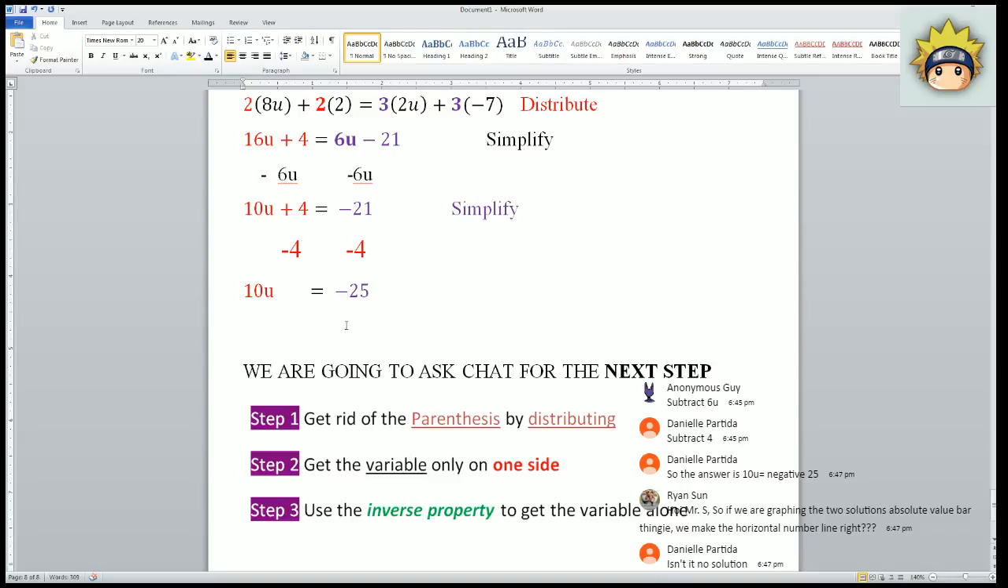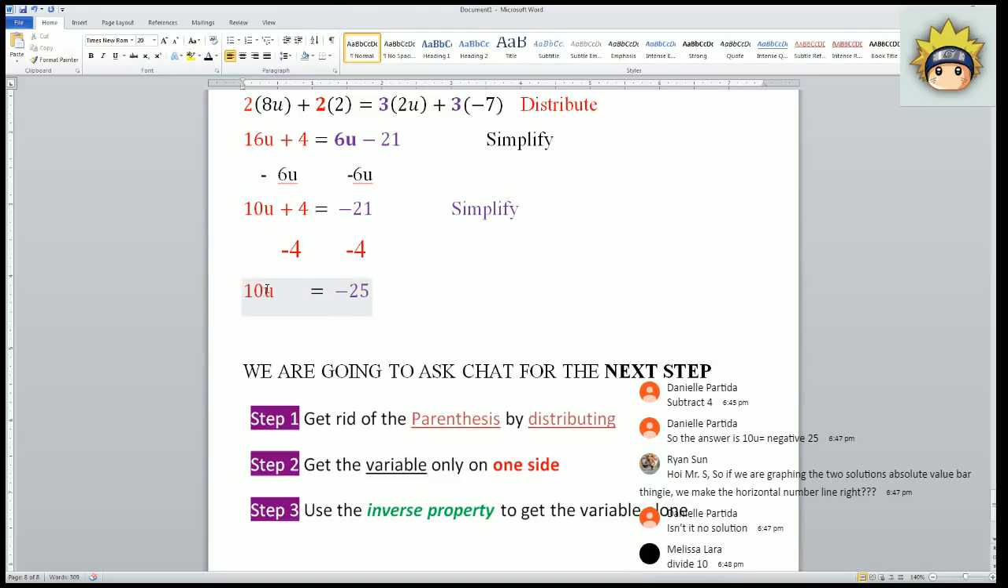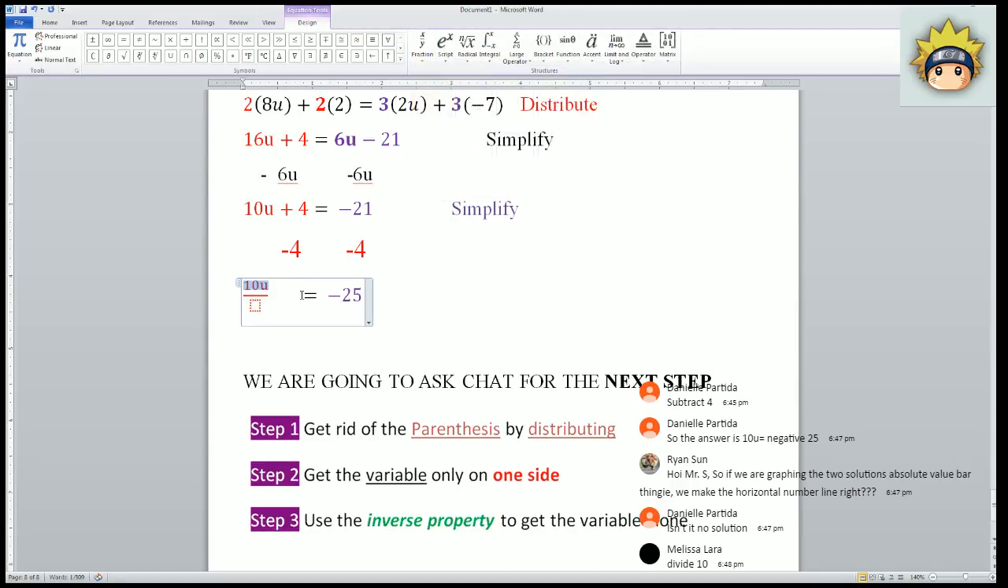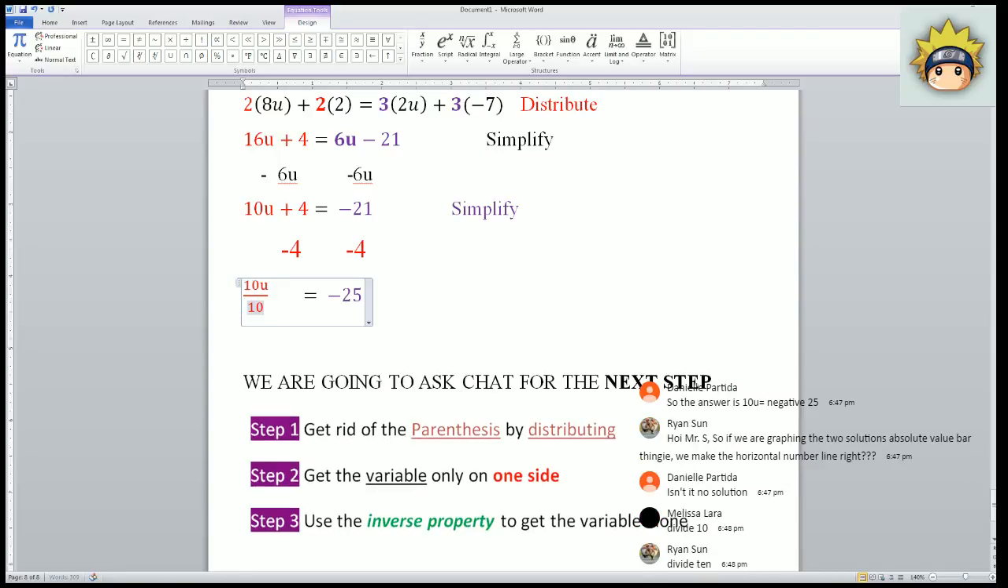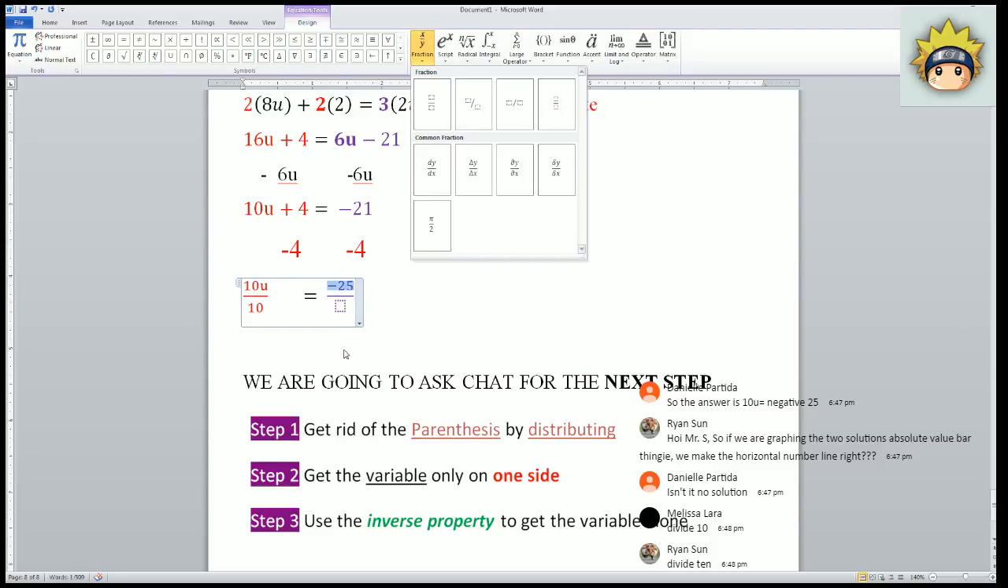What do you mean there's no solution? No. U is not alone. Yes, thank you, Melissa. We have to divide by 10. U is not alone. All right, divide that by 10. Yes, divide that by 10.